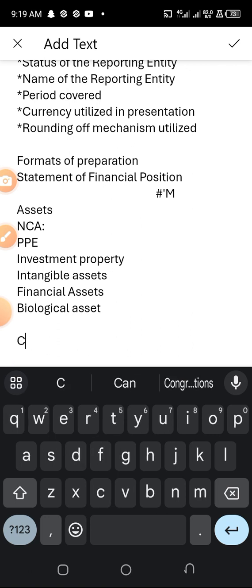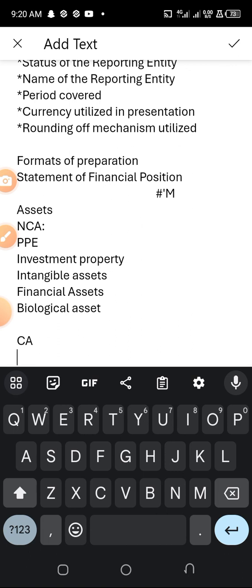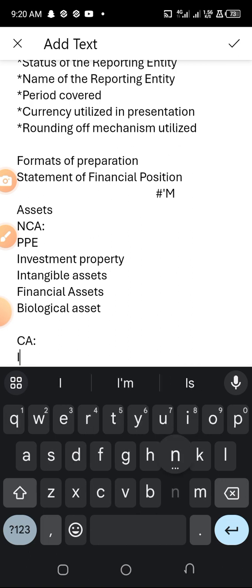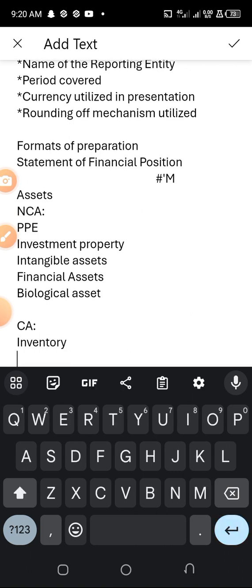After the non-current assets, we have the current assets. The current assets have the following items. We have inventory. Most importantly, if you have opening and closing inventory in your trial balance, you should know that what you are bringing down here is your closing inventory.